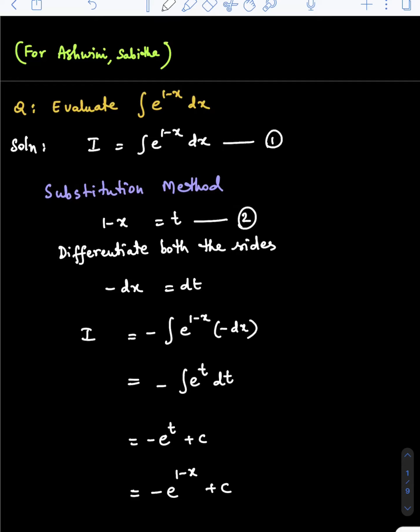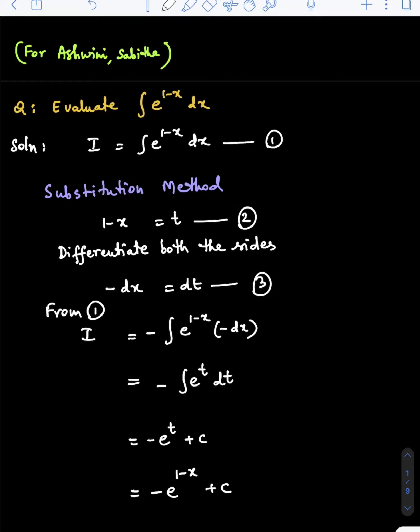After differentiating, see what happened. For 1, the differentiation is 0. Any constant's differentiation is 0, and minus x's differentiation is minus 1 dx, that is minus dx. For t, the differentiation is dt. So we differentiated LHS and RHS, and we got this step. This is given as equation 3. Now let us go to equation 1.